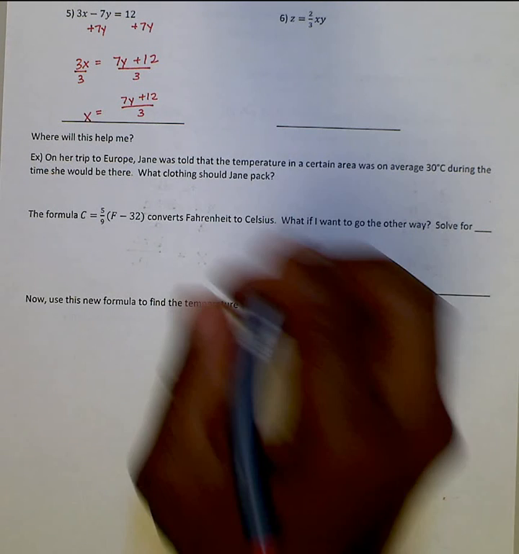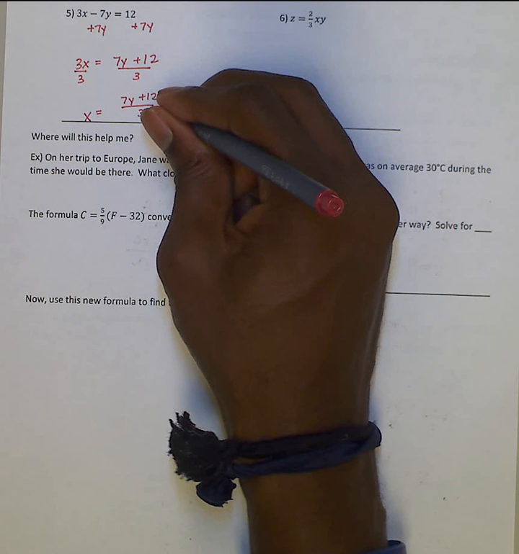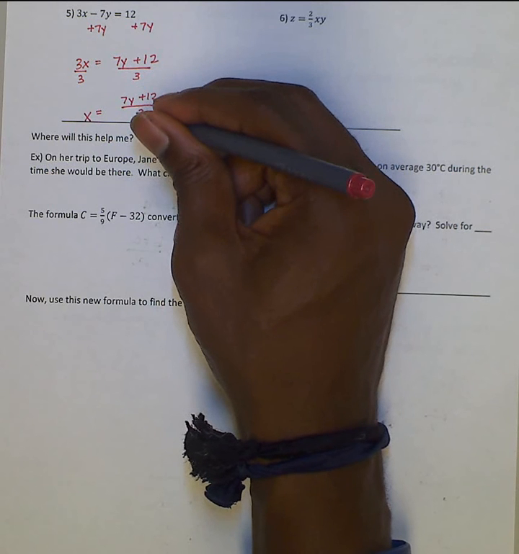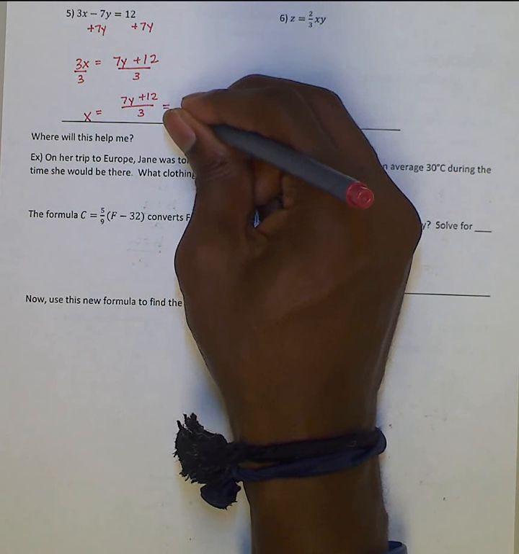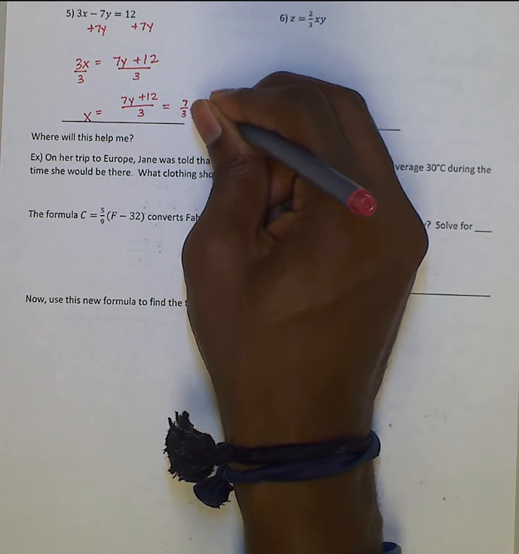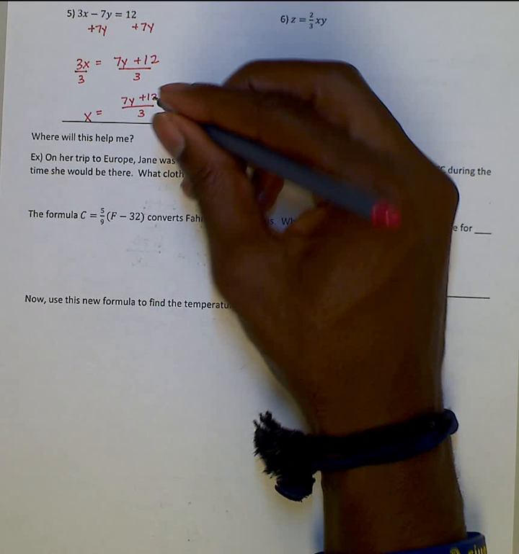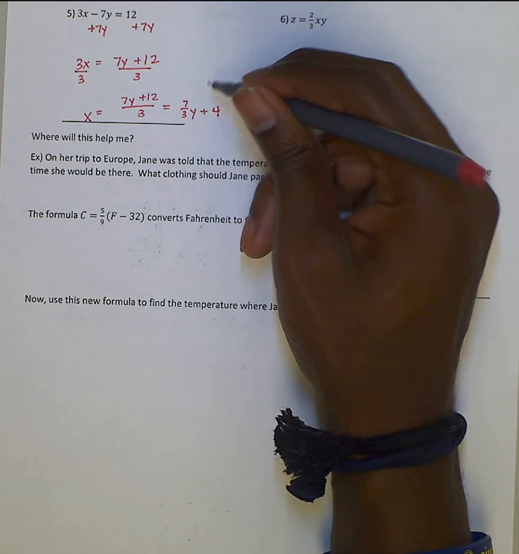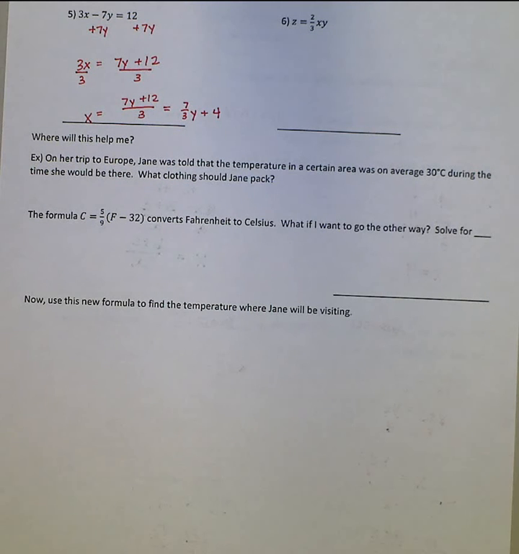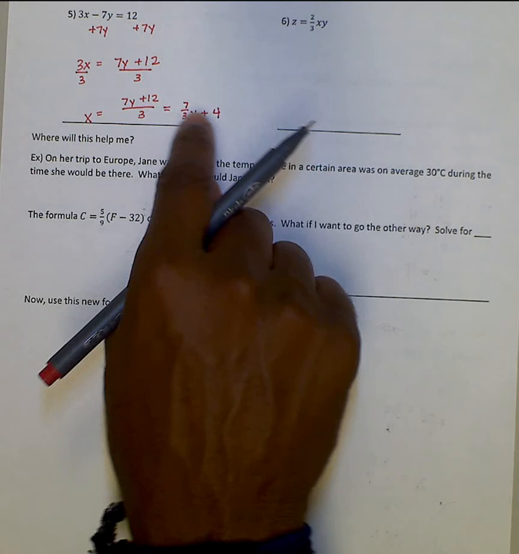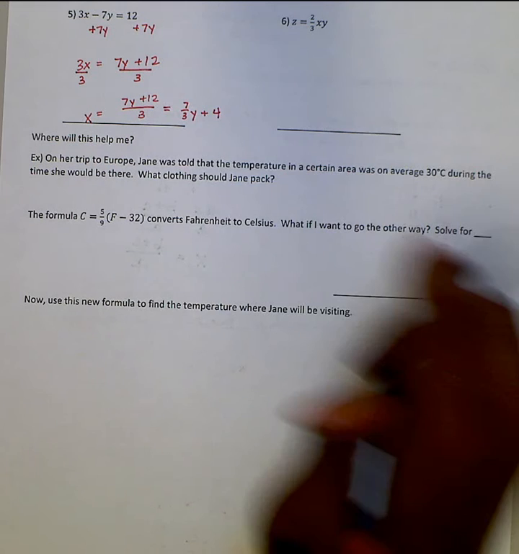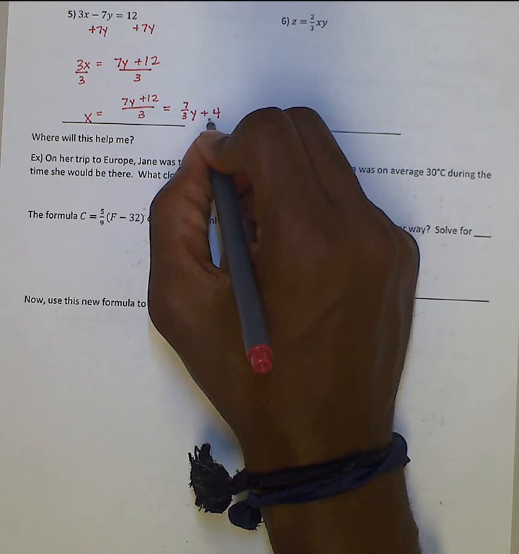I could also, because I have 3 over both of these, and I see that I can simplify 12 over 3, I could write it as 7/3 y plus 4. Okay, because 12 over 3 simplifies to 4. Either one of these are fine. My goal in showing you this is for you to recognize both of those answers, in the case that you saw it as a multiple choice and you're expecting to see this and wanted to see this instead. Okay.